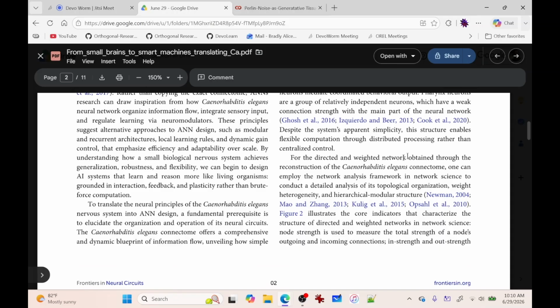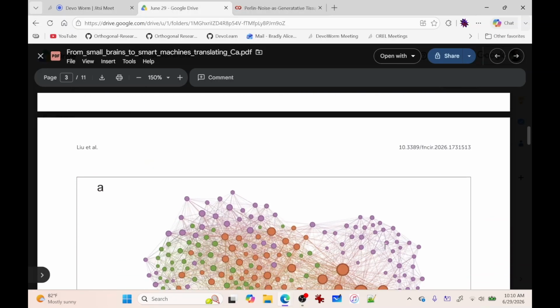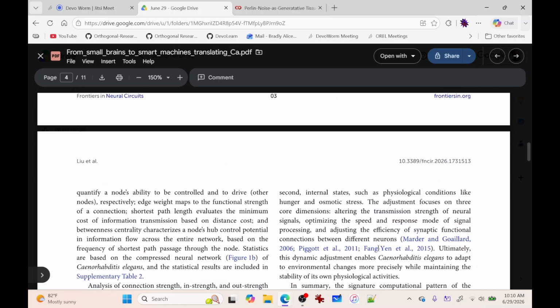So for the directed and weighted network obtained through the reconstruction of the C. elegans connectome, we can get a detailed analysis of topological organization, weight heterogeneity, and hierarchical modular structure. And these are the core indicators that characterize the structure of directed and weighted networks in network science. Node strength is used to measure the total strength of a node's outgoing and incoming connections. In strength and out strength quantify a node's ability to be controlled and to drive other nodes, respectively. So you have this aspect of controllability.